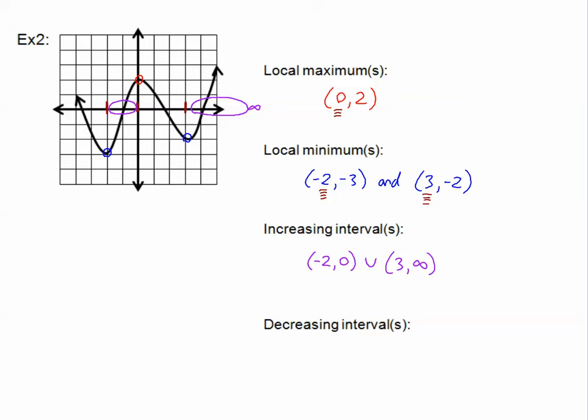Everywhere else, we must be decreasing. So let's see. Yep, that's right. We're going down, down, down here. So this is a decreasing interval. And then we went up and then down, down, down here. So this is also a decreasing interval.